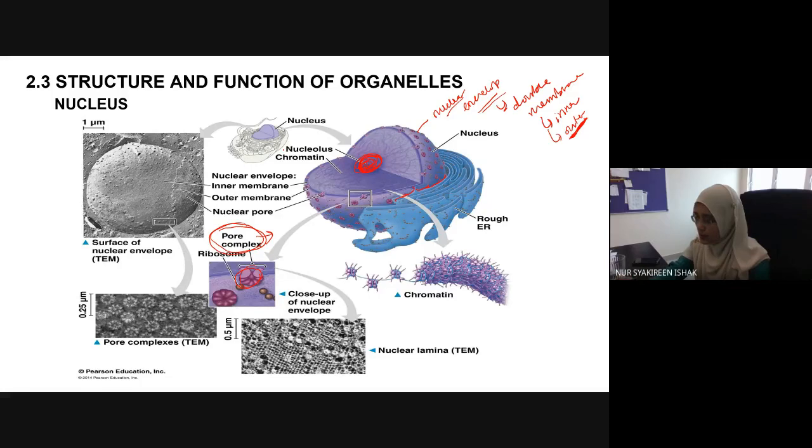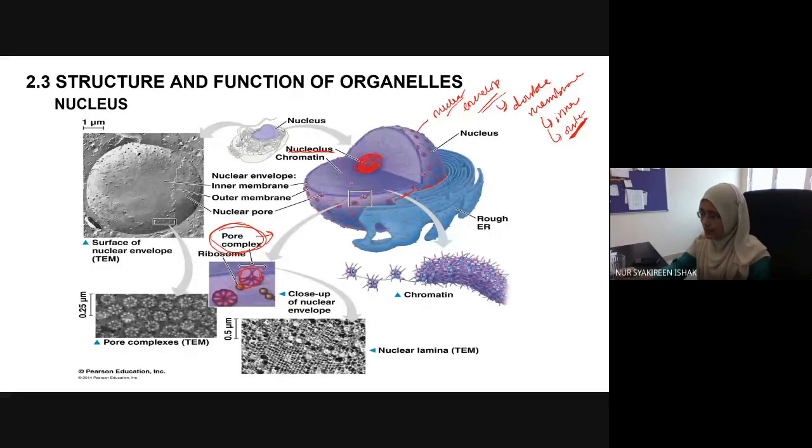We call it the nucleolus. The nucleolus is the region where ribosomal RNA are produced, and the subunits of ribosome are produced. That is the function of the nucleolus, the site where RNA and the subunits of ribosome are produced.